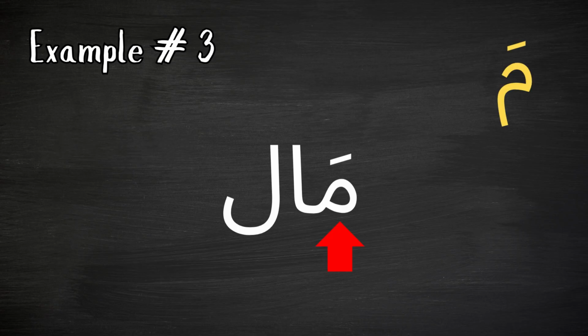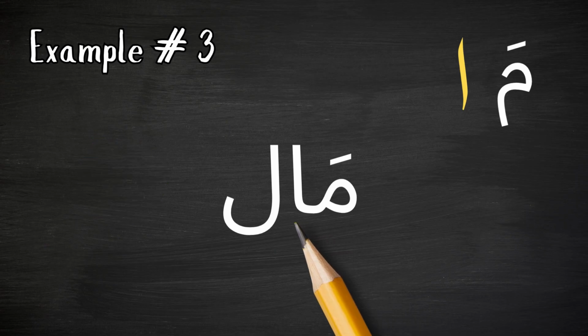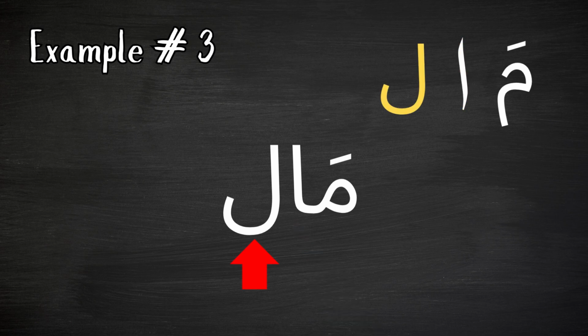Example 3. Mal, meaning money. First letter Ma. Open your mouth slightly. It is a short sound Ma. Then comes long vowel Alif. Stretch the sound and hold it for 2 beats. Ma. Finally, the last letter has no vowel mark here, so it keeps a still sound L.